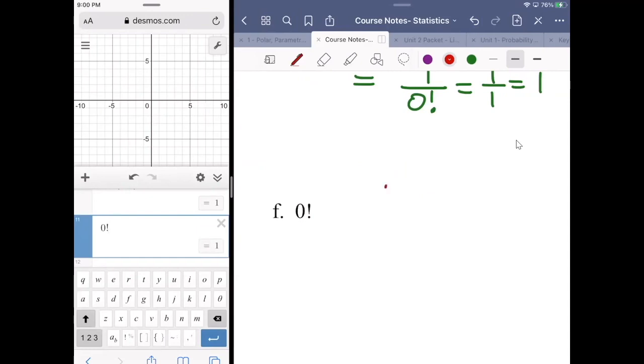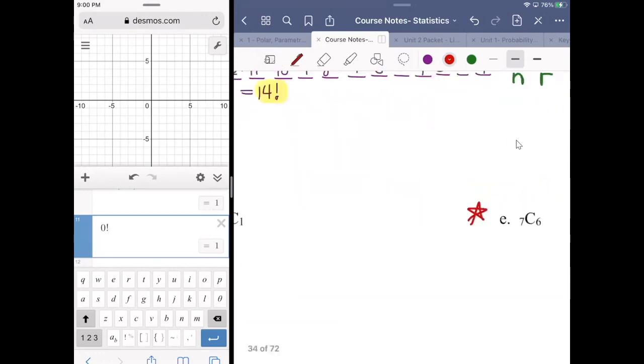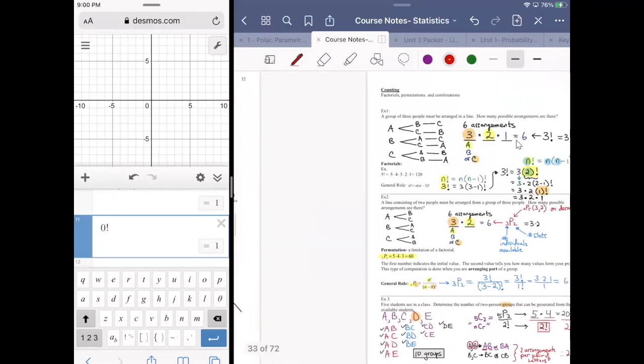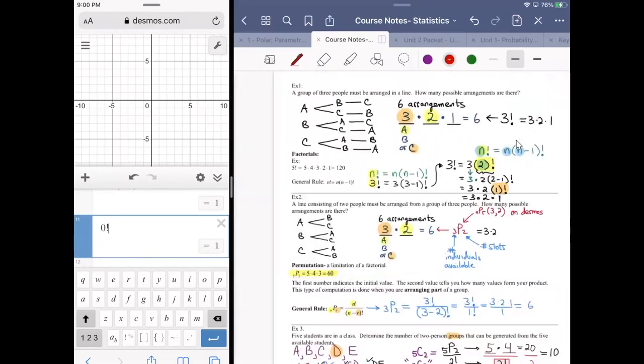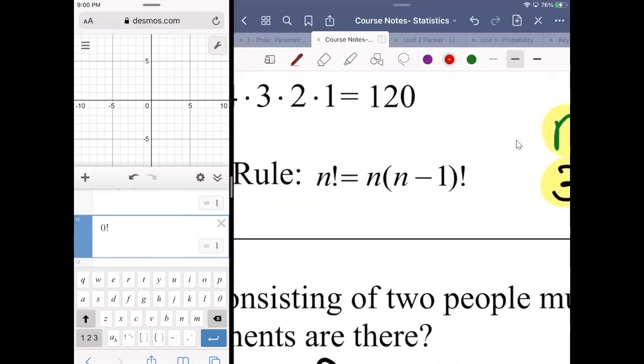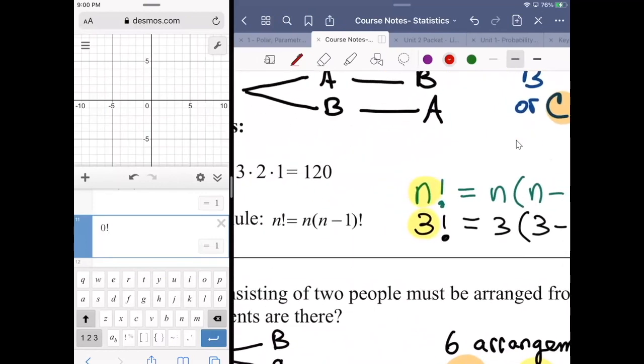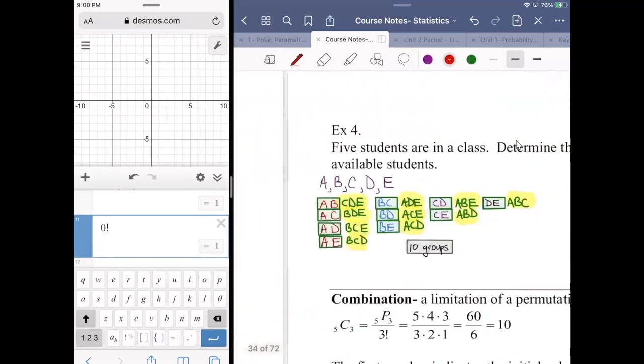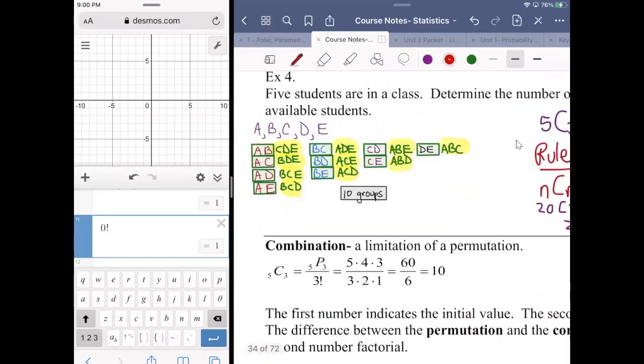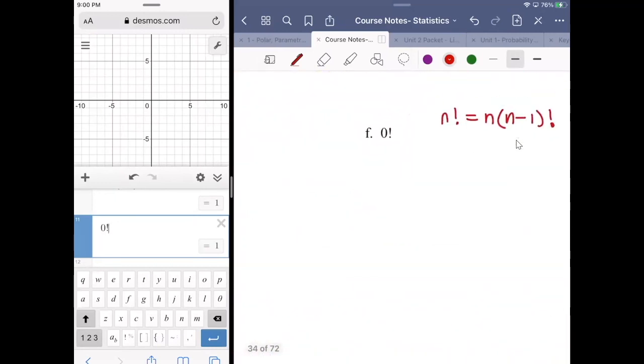So n factorial is equal to n times n minus 1 factorial. All right, where am I getting that from? I'll show you. That's this general rule for factorials. We played around with this a little bit last time. Right? That's all I'm doing. I'm just kind of referring back to that. All right. So let's take a look.